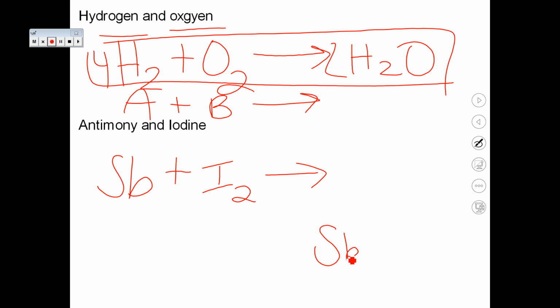Antimony is in group 5, so actually antimony is going to have an oxidation number of 3. Iodine is going to have an oxidation number of 1, so it's going to be SbI3.